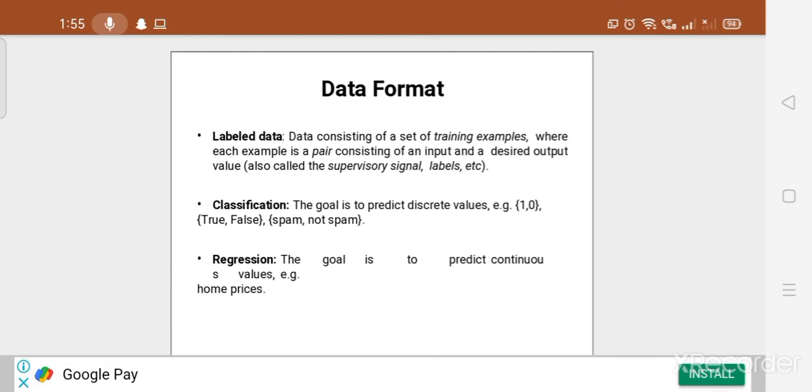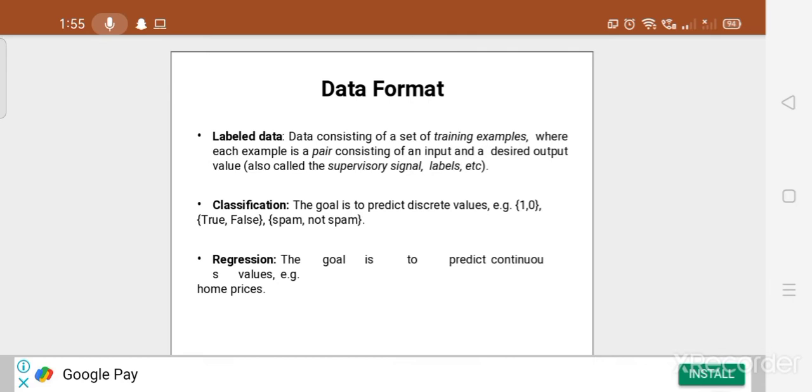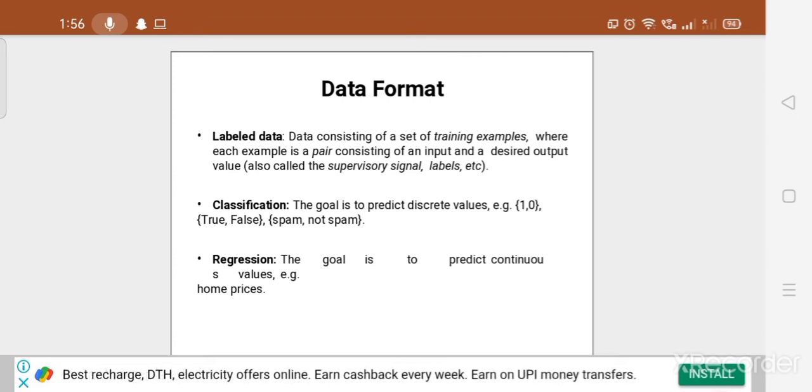Now next is data formats. There are two types of data formats, and first we can say labeled data. Now what is labeled data? The data consisting of a set of training examples where each example is a pair consisting of an input and a desired output value, also called the supervisory signal, labels, etc. Whatever data is present in the training data set, what is a training data set? From the training data set, we apply certain algorithms and extract certain knowledge from that data. This we call a training data set.